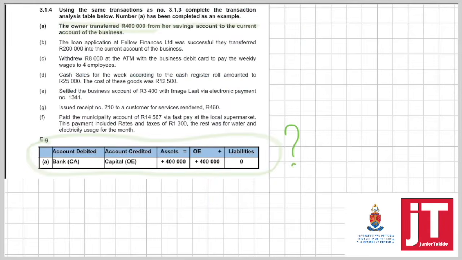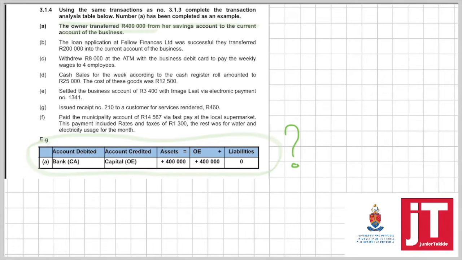So if we have to look at a transaction analysis, we look at activity 3.1.4. They say use the same transactions as number 3.1.3 that we did the analyzing of transactions, and now analyze it according to the equation. The first number A has been given to you as an example. So how did they get to this answer at the bottom?